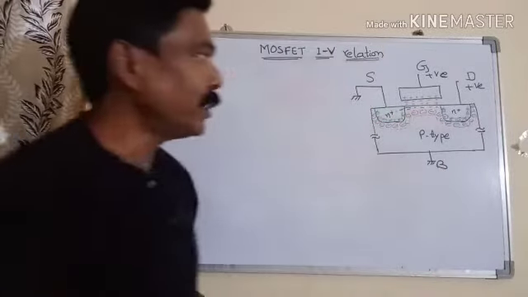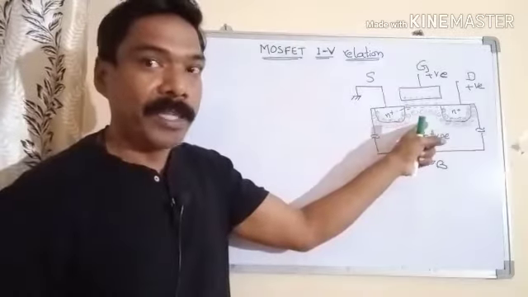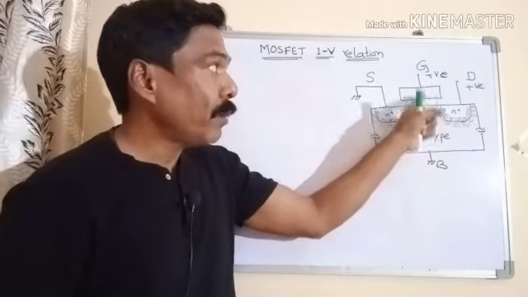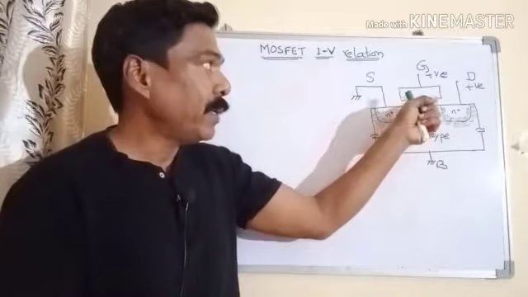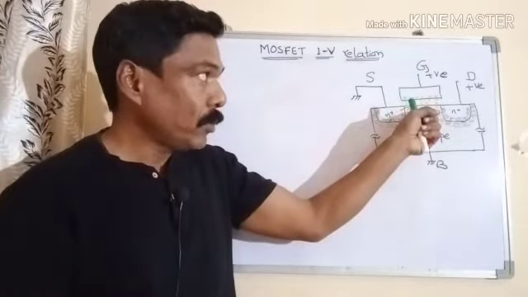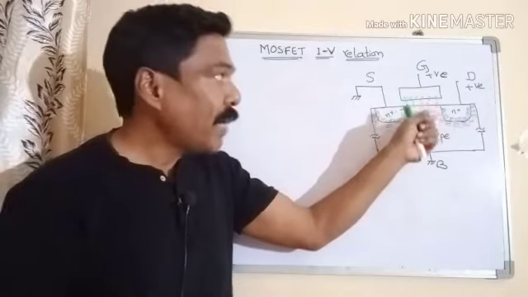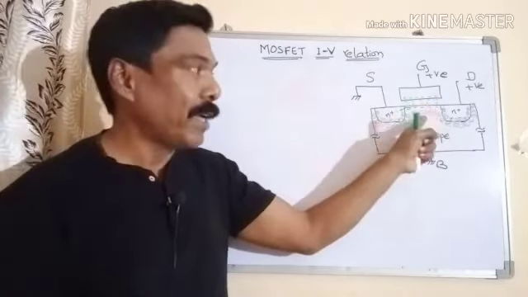Now there won't be any further depletion of the holes from the background P-type semiconductor. But when you increase the gate voltage, what is happening? You are increasing the positive charge in the gate, thereby increasing the positive charge in the dielectric also, and that has to be compensated, balanced with the negative charge in the background.